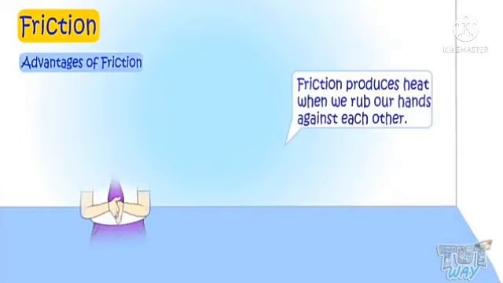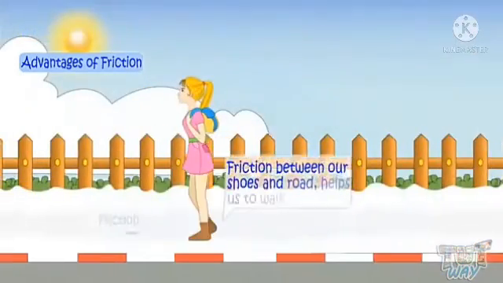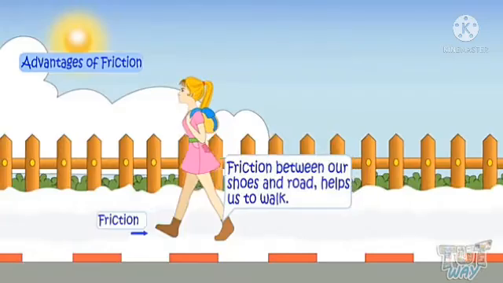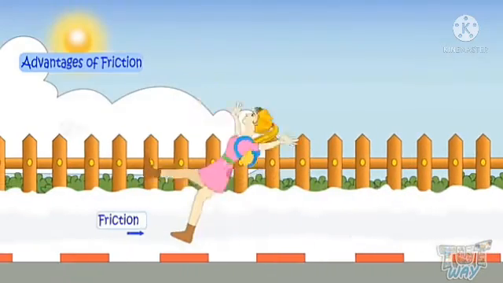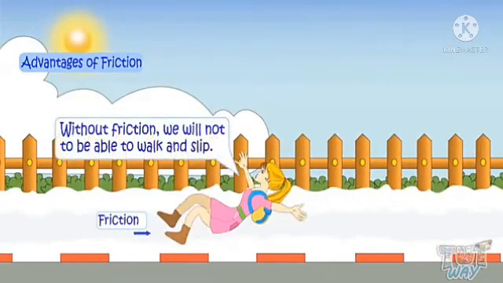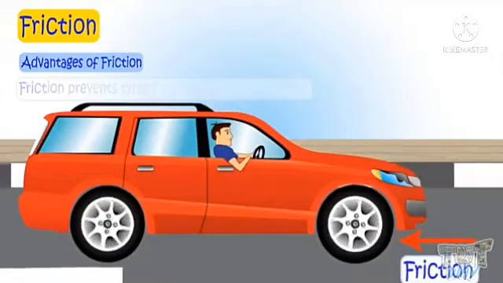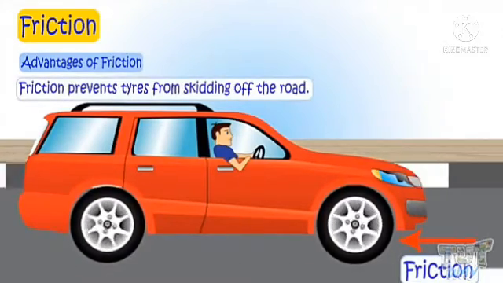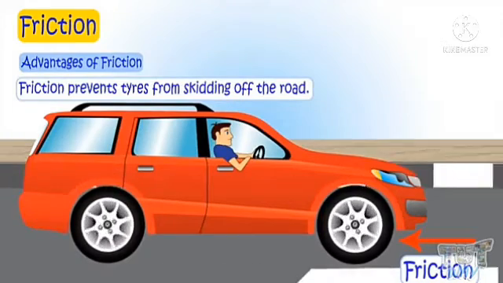Friction produces heat when we rub our hands against each other. Another advantage of friction is that friction between our shoes and the road helps us to walk on the road. Without friction, we will not be able to walk and we will fall. Friction prevents tires from skidding off the road, like we said earlier on.